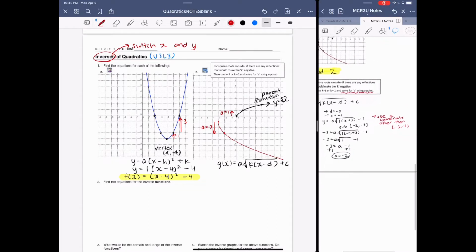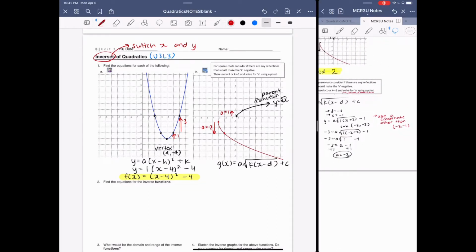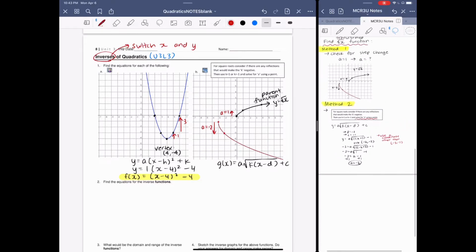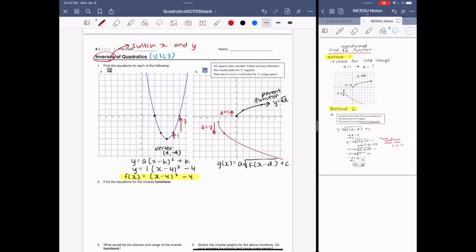I plugged in a coordinate other than negative 3, comma, negative 1 because otherwise the a's would cancel out and I wouldn't be able to solve for what a is. So I just plugged in negative 2, comma, negative 3 on the side, and I also got a equals negative 2 that way. So either way, you're finding your a equals negative 2. And so I have y equals negative 2. We said k is equal to 1.